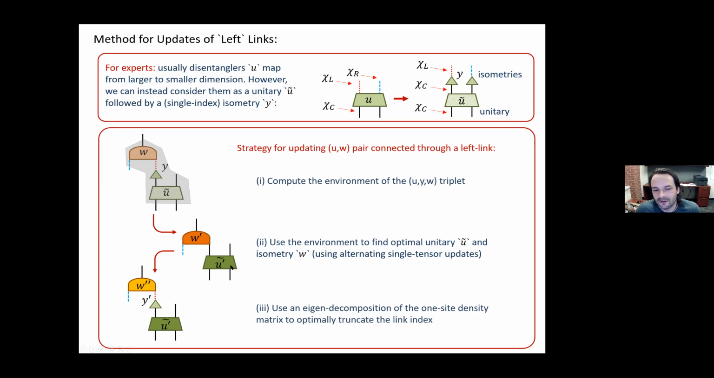Okay, so once I have this optimal pair, then I do this additional step of computing the density matrix and diagonalizing it for its optimal support, in order to find the proper subspace that I should keep. Okay, so this is encoded by this Y prime tensor, which just maps from the maximal dimensional space to this reduced dimensional space.